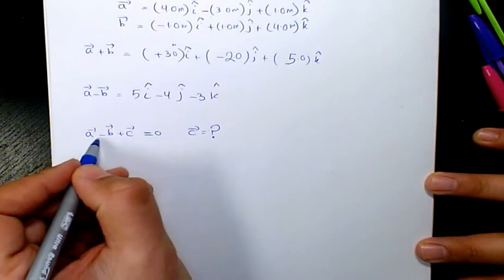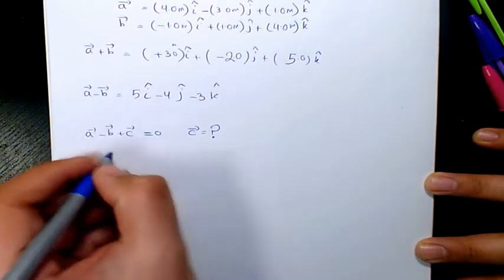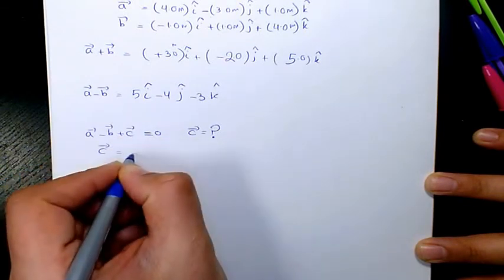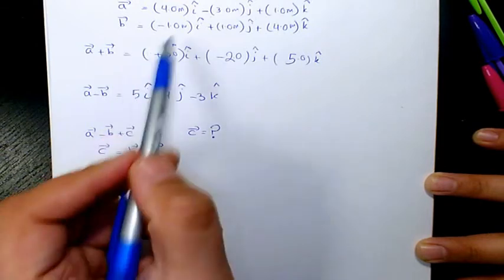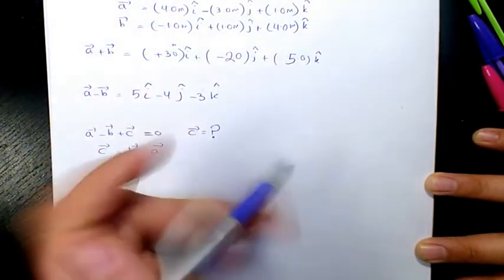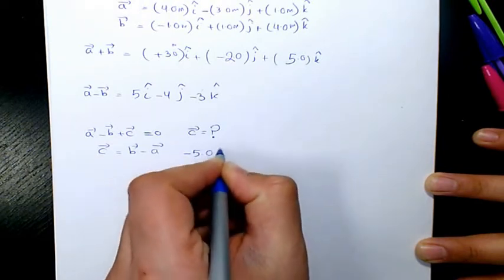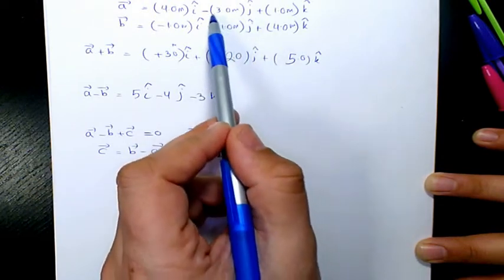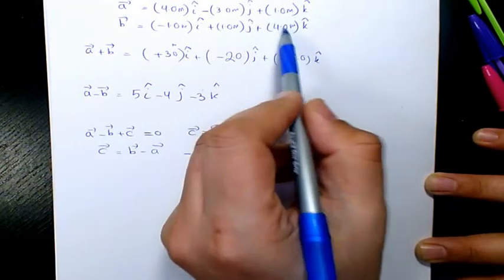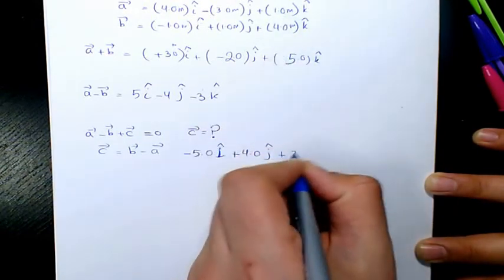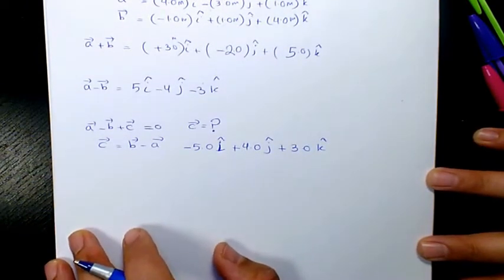Now it says when a minus b plus c equals 0, find out the value of c. You can say c will be equal to b minus a. So what is b minus a? It's going to be negative 1 minus 4, which is negative 5i, 1 minus negative 3, which is going to be positive 4j, and 4 minus 1 is going to be 3k. So that's going to be the vector c.